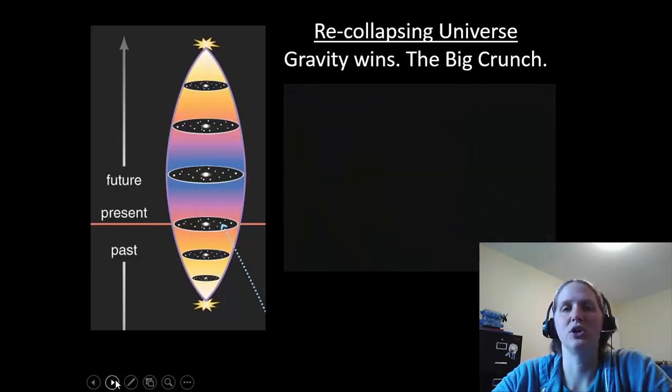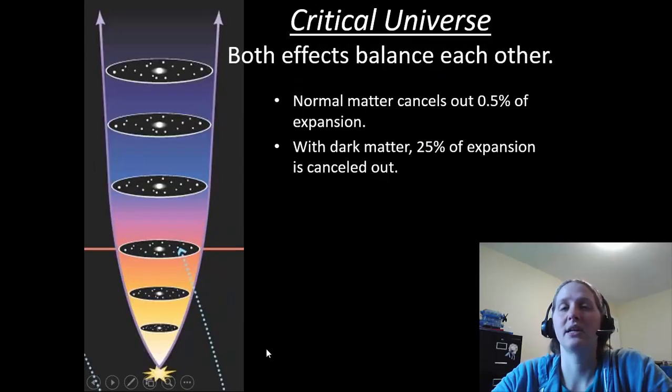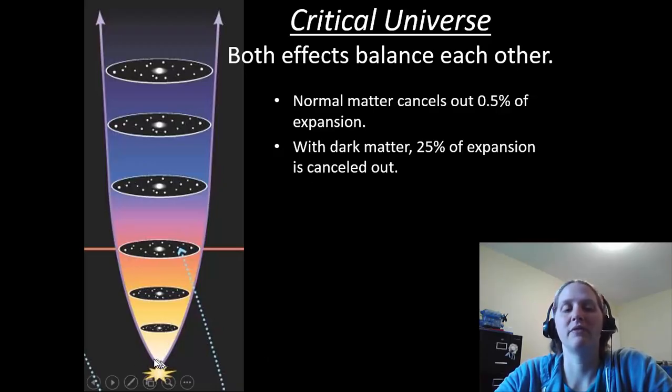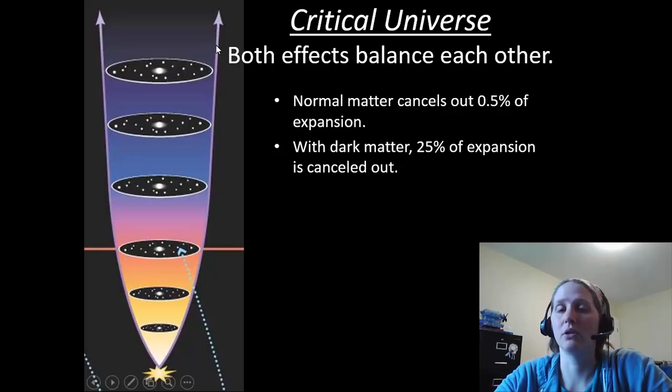So that's one idea. Let's look at another one. Our second idea is called the critical universe. What if in the future both effects would perfectly balance out? So we still have to have the Big Bang and the expansion of the universe all the way up to the present, because we have evidence for all of that. But then in the future, the two effects would be allowed to balance, and the universe would not get any smaller or larger.